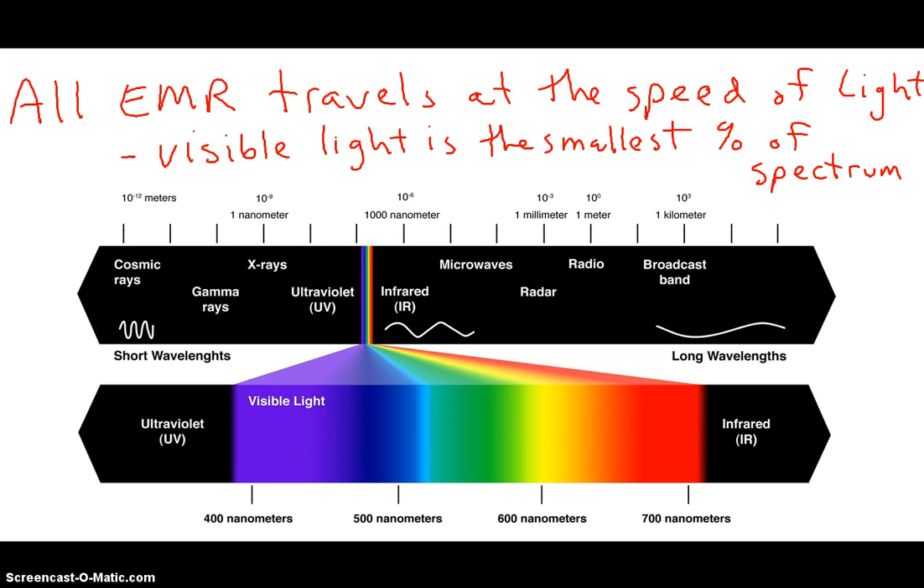Again, if we break it out, we can see here in the middle, visible light is only a very small part of it, and we usually show it as an expanded version. But all electromagnetic radiation travels at the speed of light, and visible light is the smallest percentage. So again, this one's flipped. We have radio waves over here on the right, microwaves, infrared, visible, ultraviolet, X-rays, gamma rays, all the way up to cosmic rays on the left. You can see that it is a continuum from high energy to low energy, with what we can see being a very small part of it.